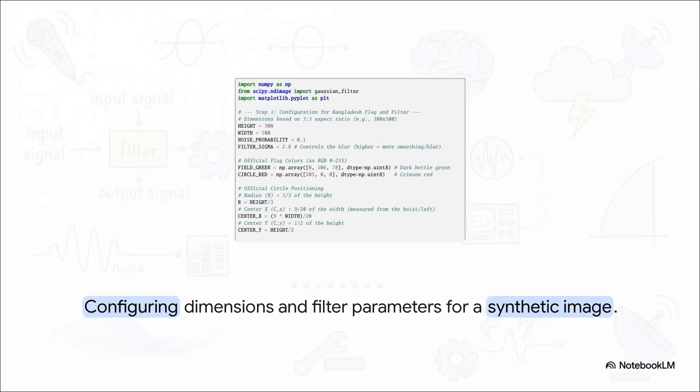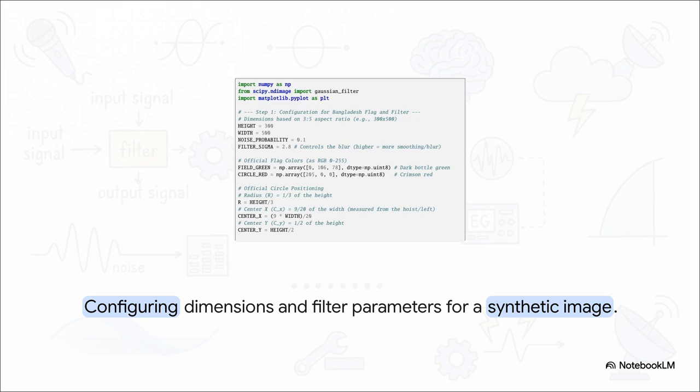To demonstrate how to solve this, we are actually going to synthesize an image of the Bangladesh flag right from scratch. In step 1, we set up an image matrix. We make it 300 pixels high by 500 pixels wide. Then we set our noise probability to 10%. That means, on average, 1 in every 10 pixels is going to be corrupted by our salt and pepper static. We also define a filter sigma value of 2.8.